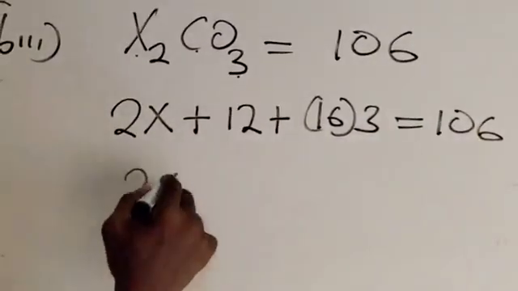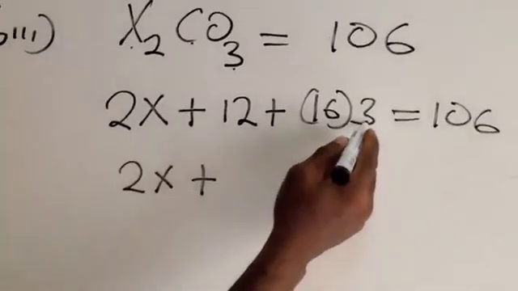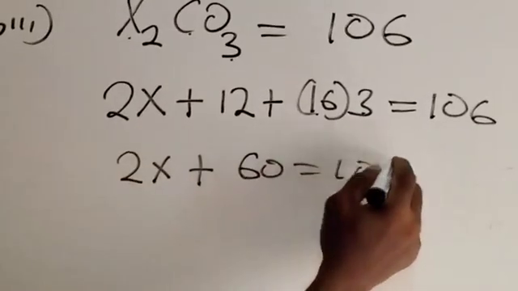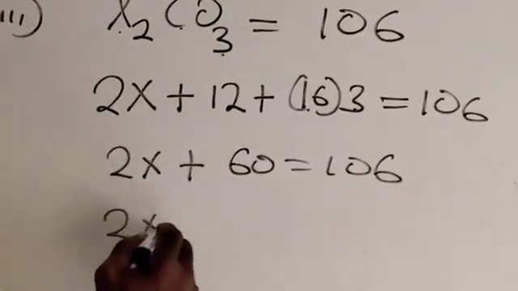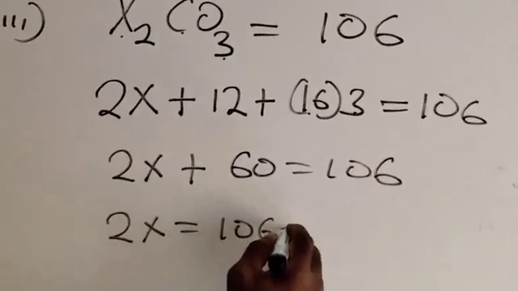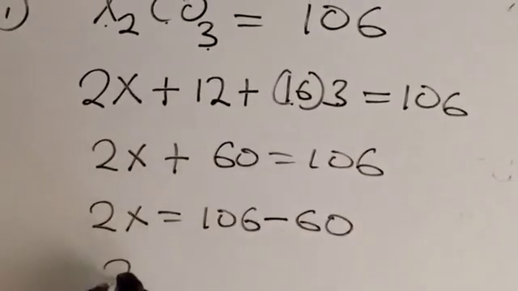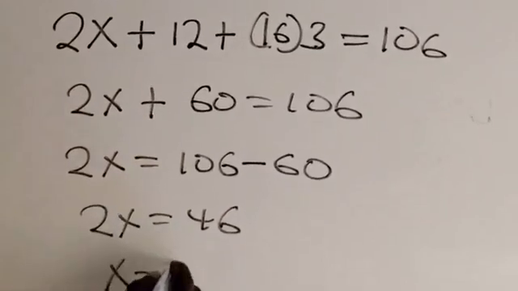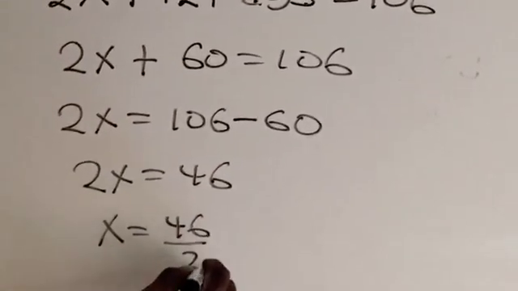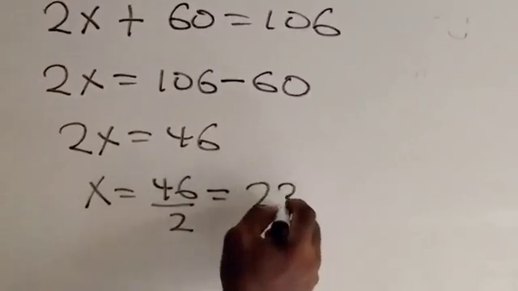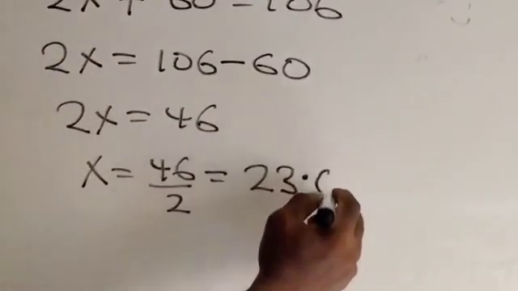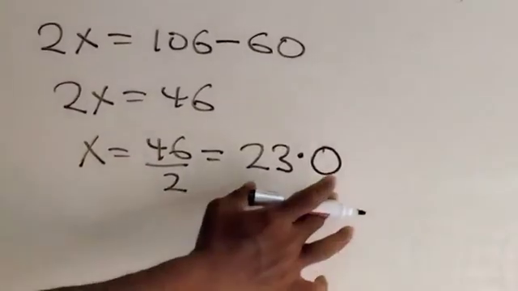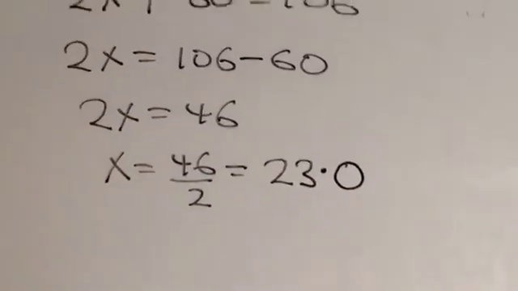We now have 2S plus 3 times 16 is 48, plus 12, that gives us 60, equal to 106. So 2S becomes 106 minus 60. So 2S gives us 46. So S becomes 46 over 2, and that gives us 23.0 in 3 significant figures. So the relative atomic mass of S is 23.0, it has no unit. So we'll go to the next question.